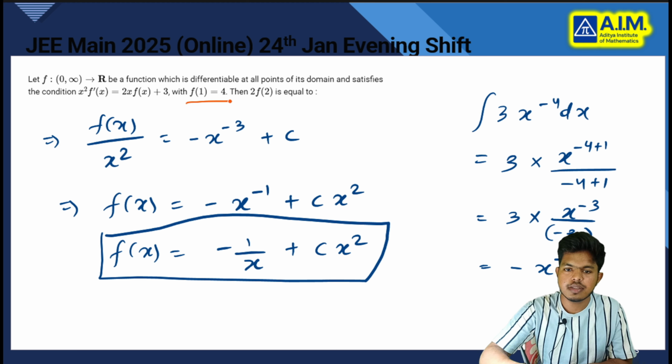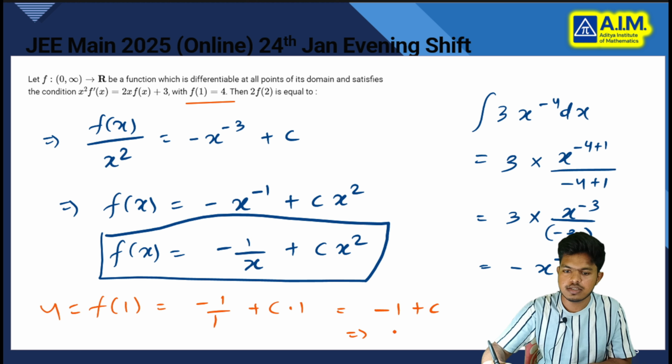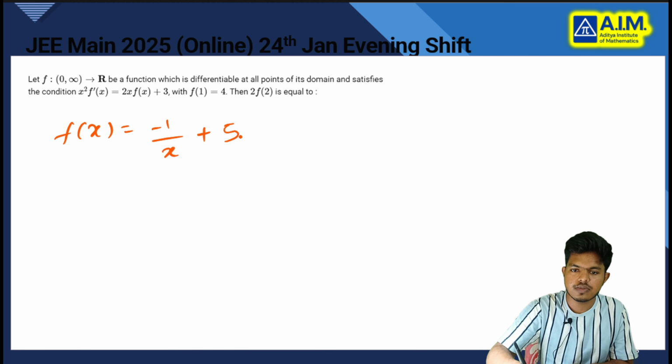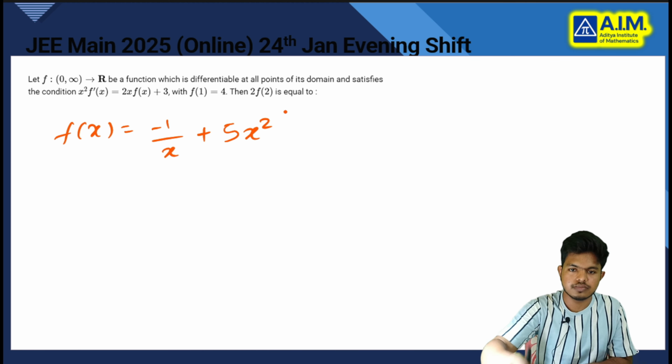Now see here it is given that f of 1 equals 4. So I can put here f of 1 equals 4, which will be minus 1 by 1 plus c into 1, which will be minus 1 plus c. This implies c will be 4 plus 1, which equals 5. So we got the value of c. We can put it in the place of c. So we get f of x equals minus 1 by x plus 5 x square. Is that right? Yeah, we got this much.